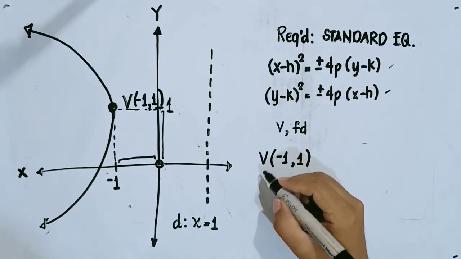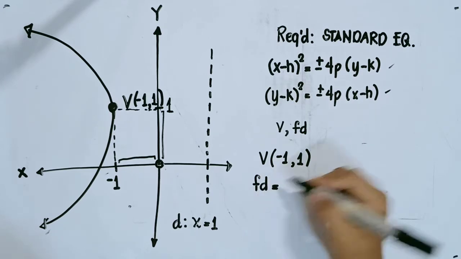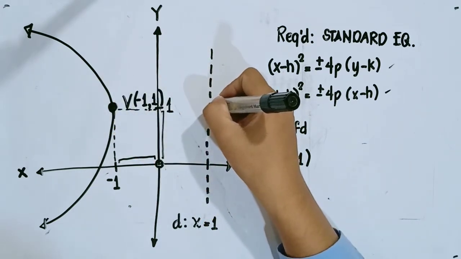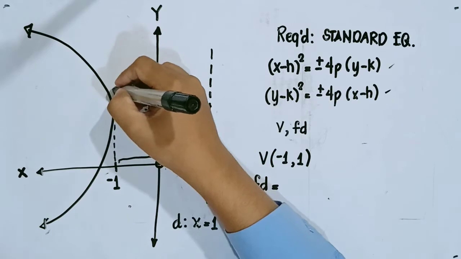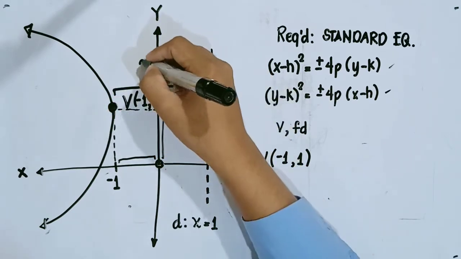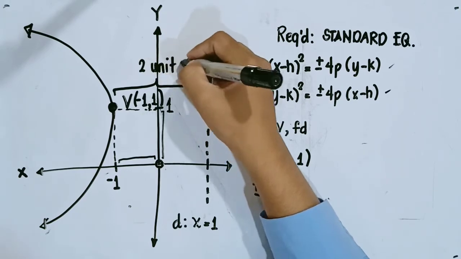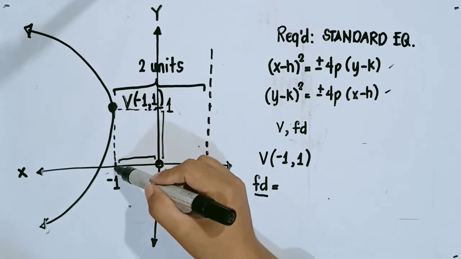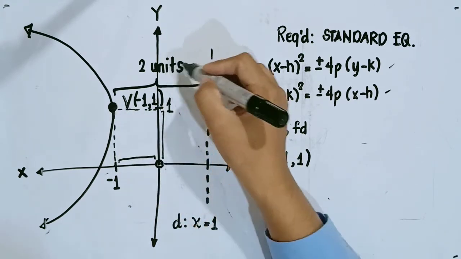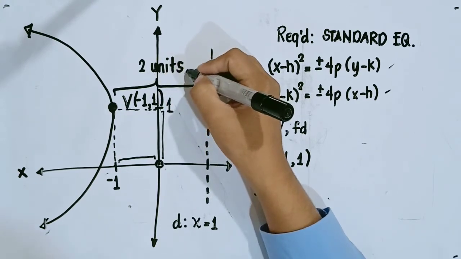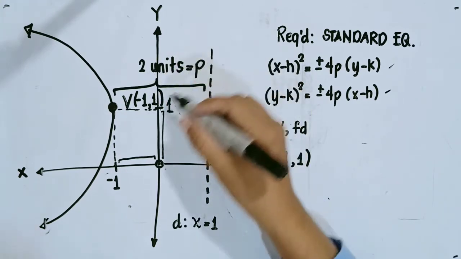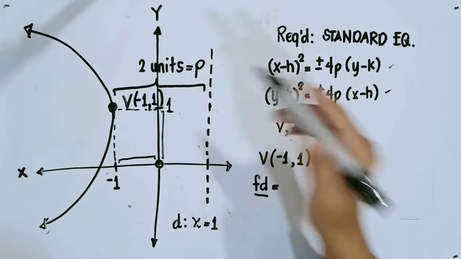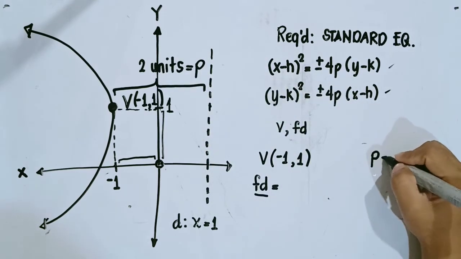How about our focal diameter? Since the distance from this point to our directrix is 2 units, okay, so this is 2 units, 2 units. Why 2 units? Because from the origin to this one, we have 1 unit. And from the origin to this point, we also have 1 unit. So 1 plus 1, we have 2 units. This 2 units is equal to our P, because the distance from the focus to our directrix is also the value of P. So we can write that our P is positive 2.